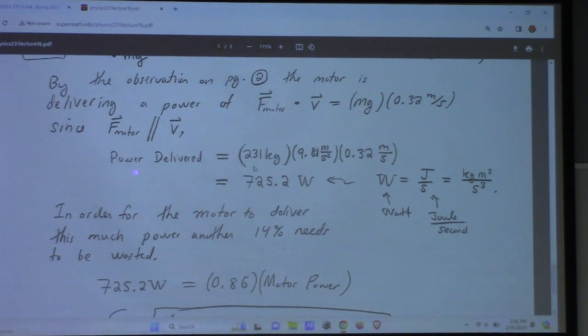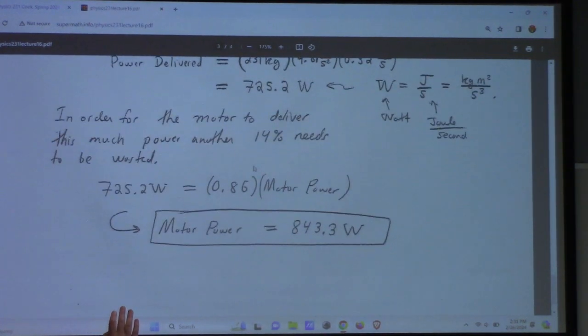Power delivered is here, 231 times that. That gives me 725.2 watts. But the thing is, in order for the motor to deliver this much power, 14% needs to be wasted, right? So 725.2 watts has to be equal to 0.86 times the actual motor power, and then that gives me the minimum rating for such a motor I would need would be 843.3 watts.